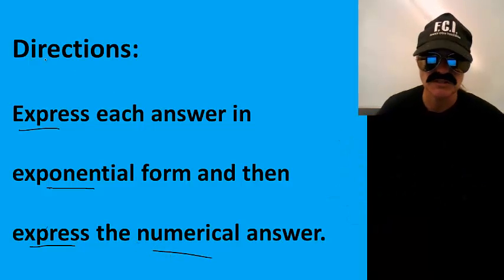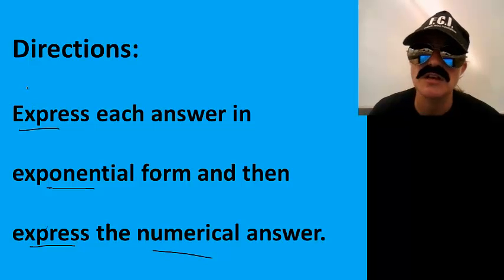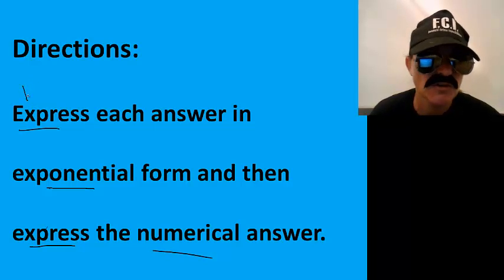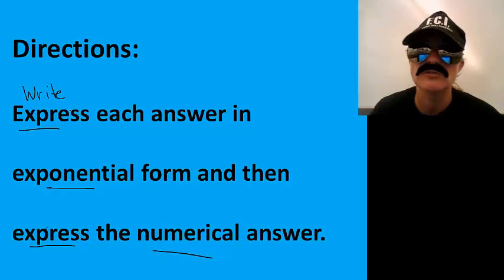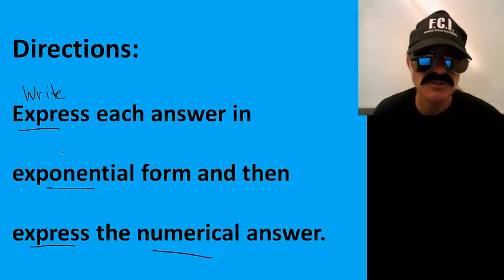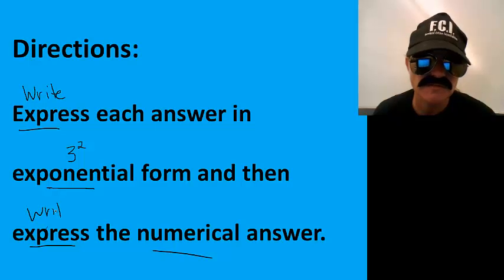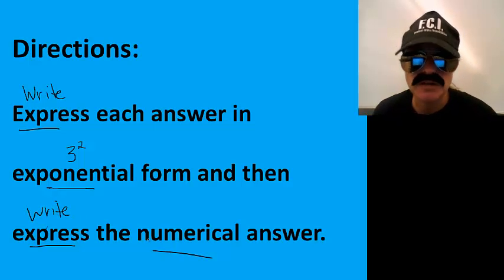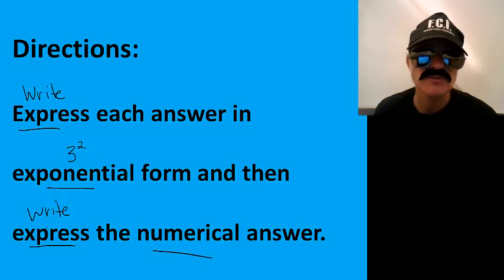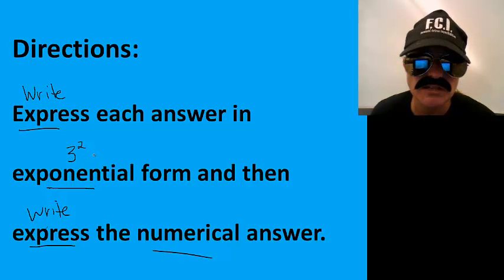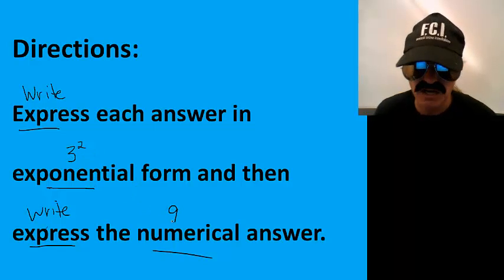Now, what does that mean? If you are expressing, that's just a big fancy agent word for write. So write each answer in exponential form. By exponential, I'm saying, for example, 3 to the second is exponential. It has an exponent. And then express or write your answer numerically or as a number. So, for example, 3 to the second would be 9.